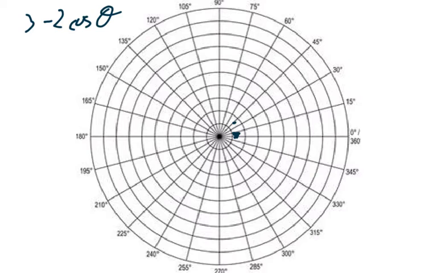90 is at 3. We have to balance the amount of time it takes to graph this. So 135 is 4.4, 180 is at 5, then 225 is back at 4.4, 270 is at 3, and 315 is at 1.5.